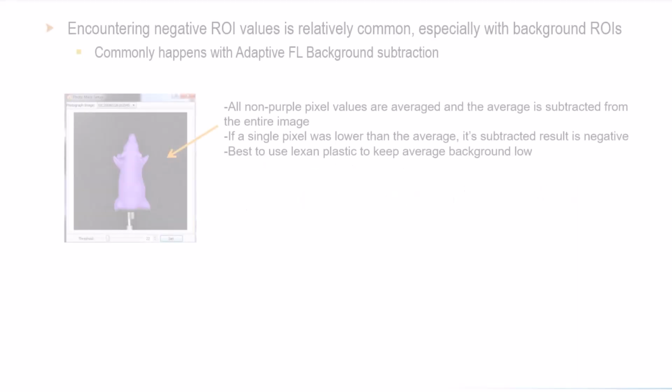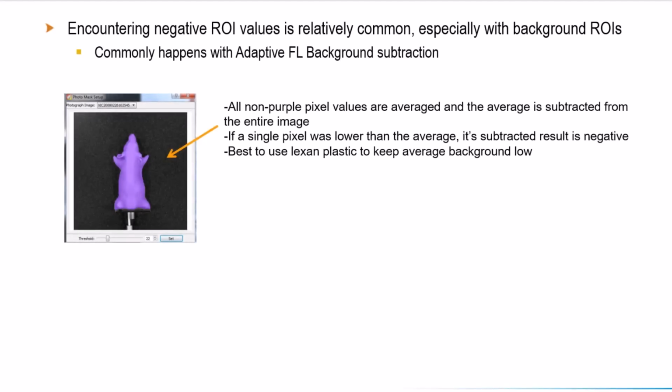When using your IVIS optical imaging system, you may occasionally get negative ROI values. This video explains the two instances where you may encounter negative ROI values and what to do about it.